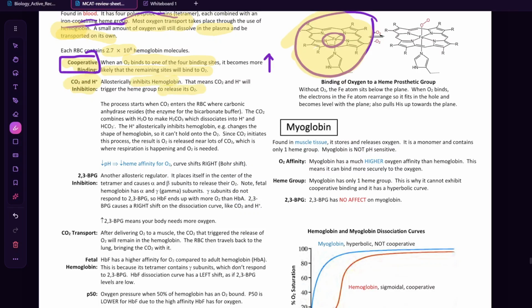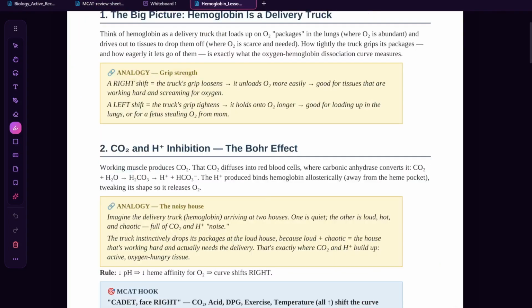So give me a second. Okay, so here I wanted to provide a more structured lesson on what we're about to talk about for CO2 and H plus inhibition. So remember we just talked about hemoglobin being like a delivery truck of oxygen. So it's able to carry oxygen. Some oxygen will dissolve in your blood, in your plasma. Plasma is a specific part of your blood. And so that's able to happen.